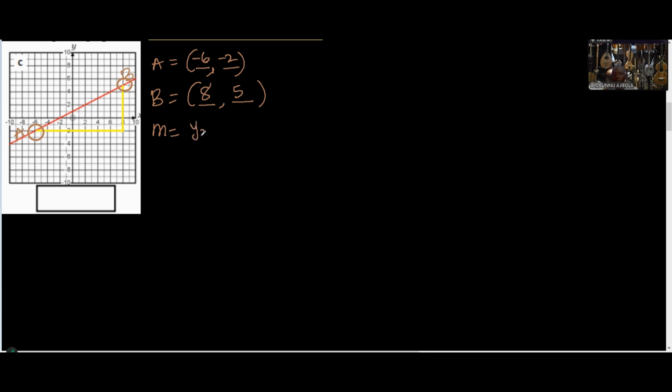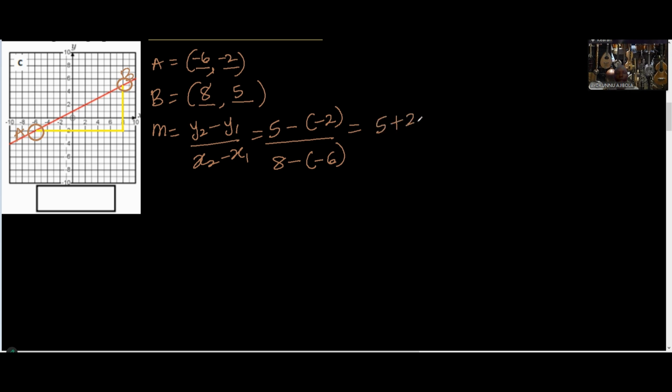That is y2 minus y1 over x2 minus x1. So what is y2? 5, right? What is y1? Negative 2. What is x2? 8. What is x1? Negative 6. So what would this give me? 5 plus 2, right? Over 8 plus 6. What is 5 plus 2? 7. What is 8 plus 6? 14. And this will be 1 over 2. So my gradient is half, okay?